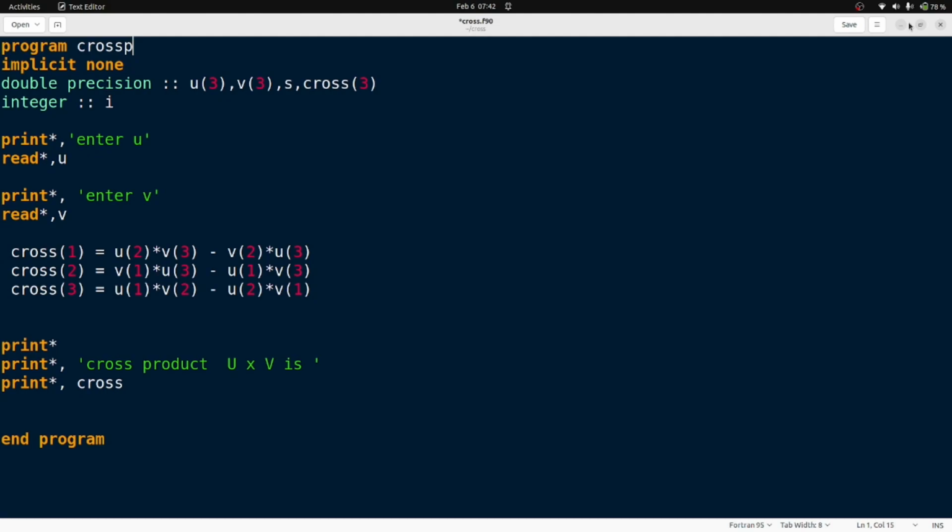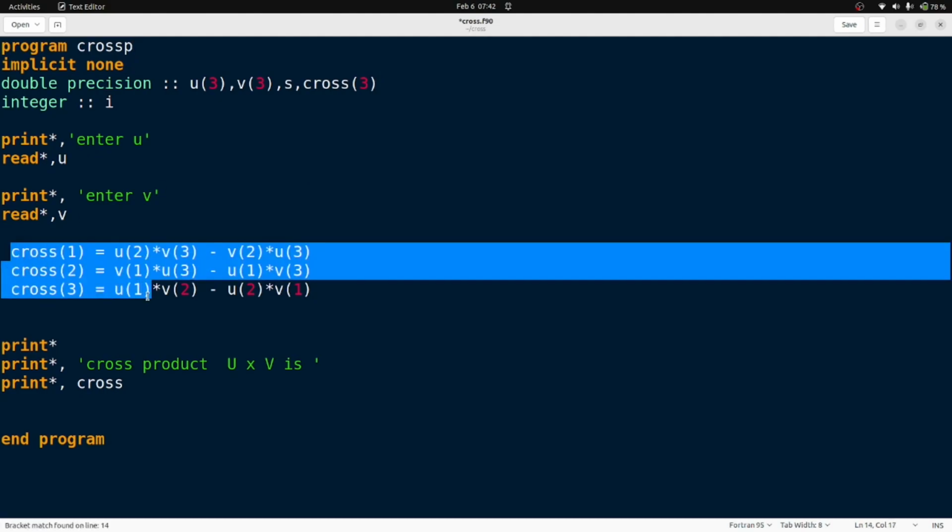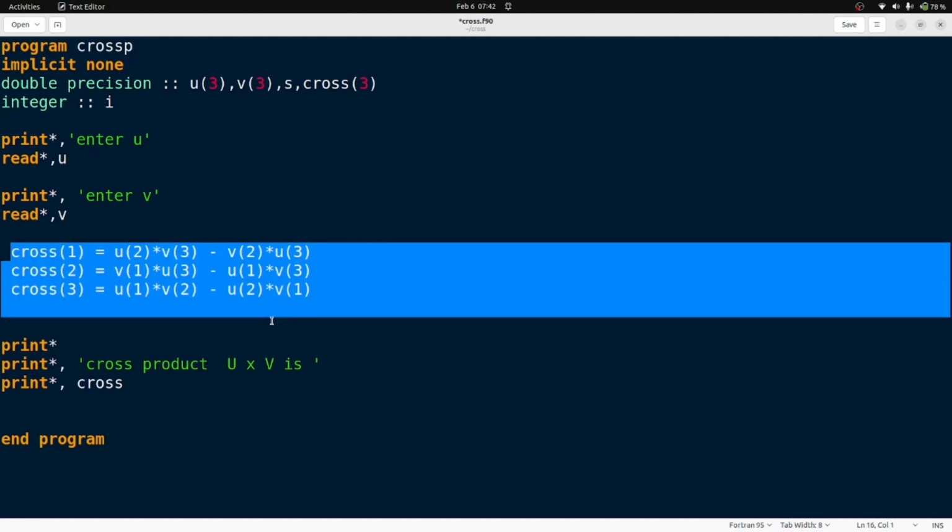In this program, the user is prompted for vectors u and v in three-dimensional space. S is not used in this program. It's a leftover from the previous one. We do, though, have a three-dimensional vector called cross. We'll enter u, enter v, and then the three formulas near the middle of the program are what you get when you write out the cross product u cross v in terms of the components of u and v. After that, I print the cross product out to the screen, and that's the end of the program.